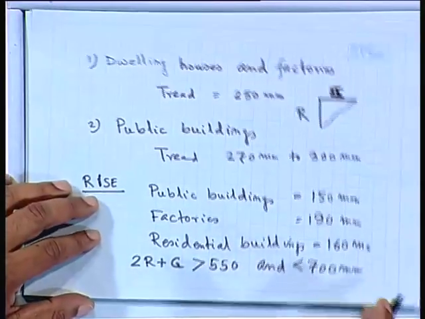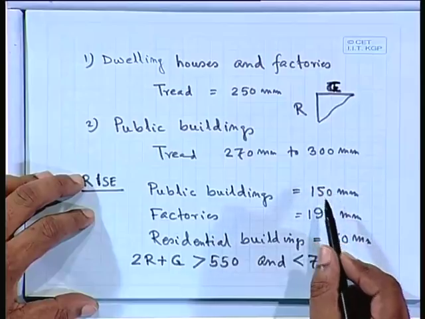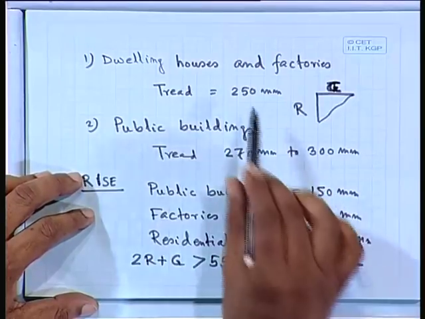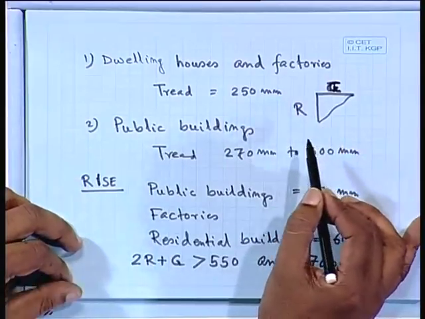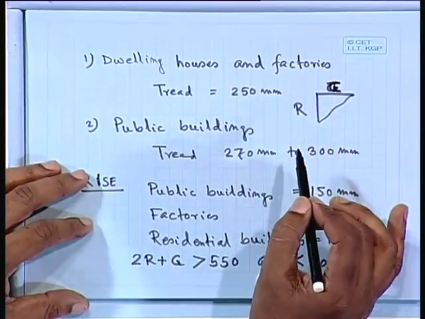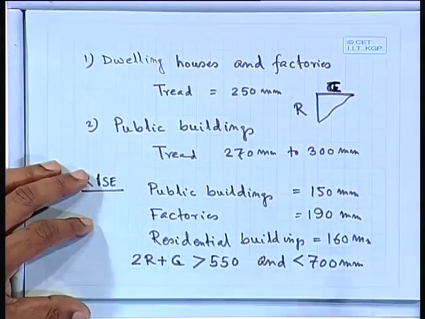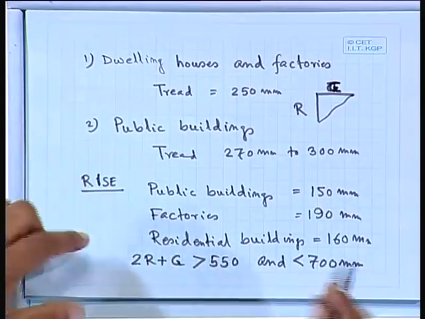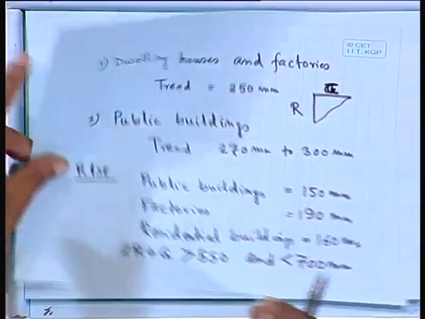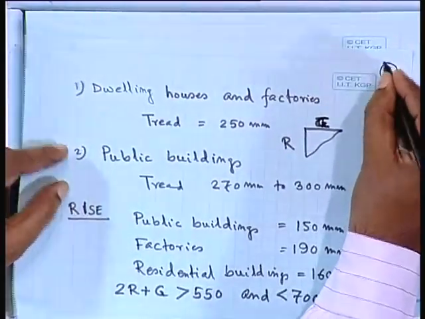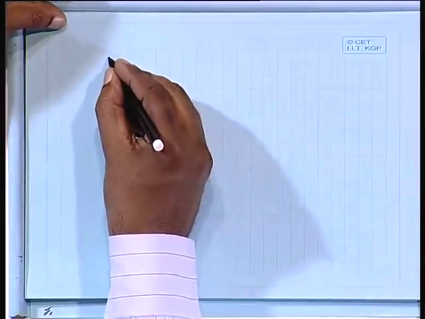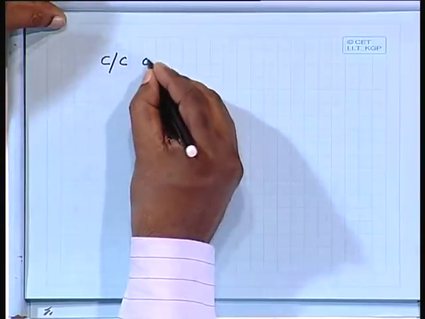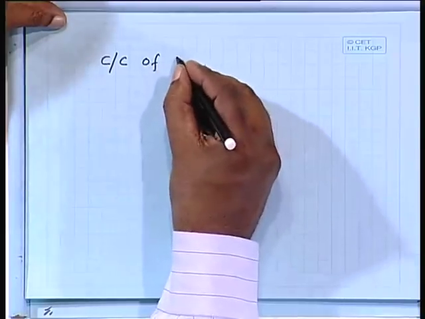But anyway, in most cases you will find 150 or 160 millimeter rise, and 250, 260 or 270 millimeter for tread. That generally you can consider. But it is not necessarily dependent on this formula. It is dependent on the center to center of the floors.